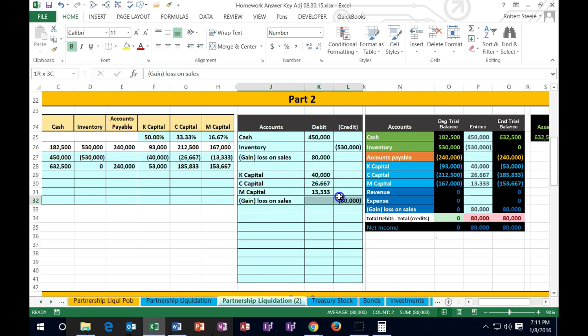Now we're going to report the gain. Here's the gain or loss, the loss in this case. And we're going to post that here. There's something in it, therefore we're going to double click on it, go to the end of it, and say plus and point to that 80,000. So we have 80 in it.